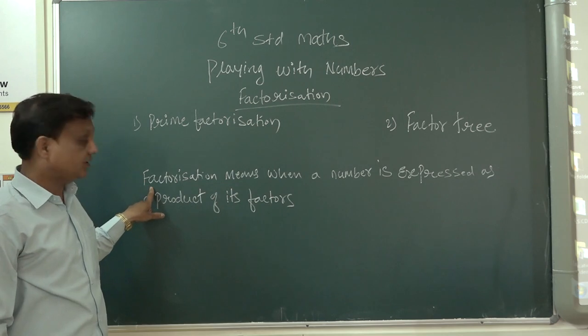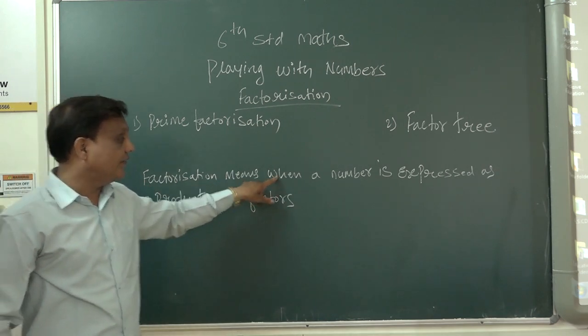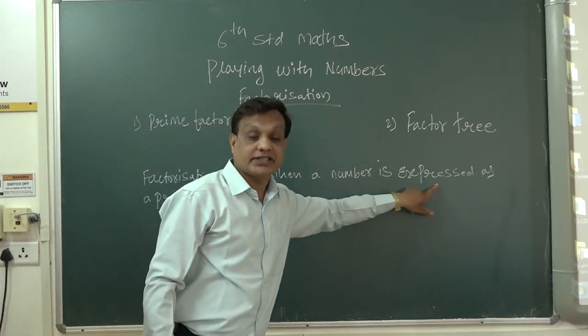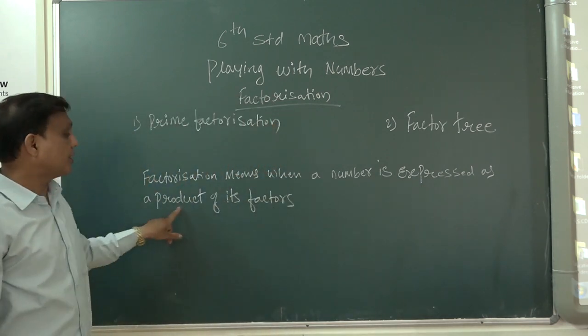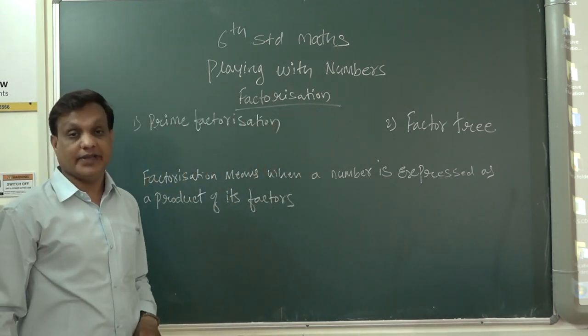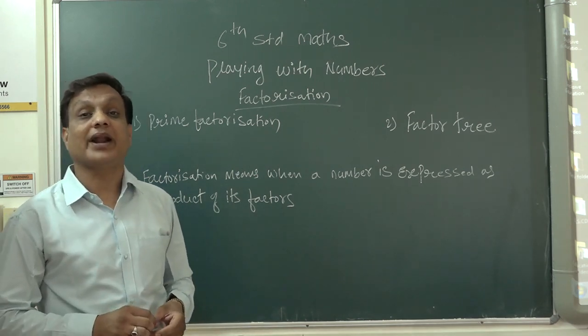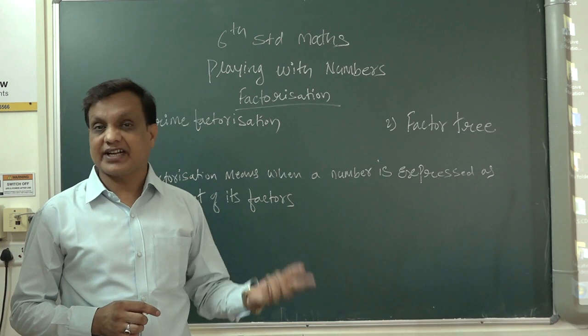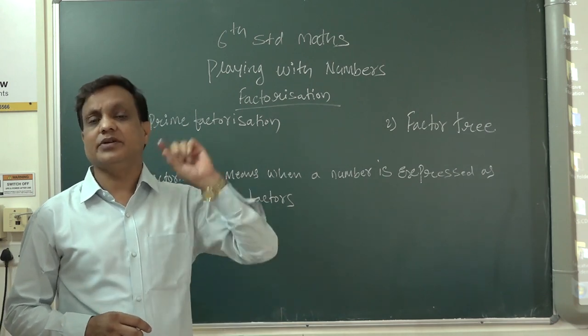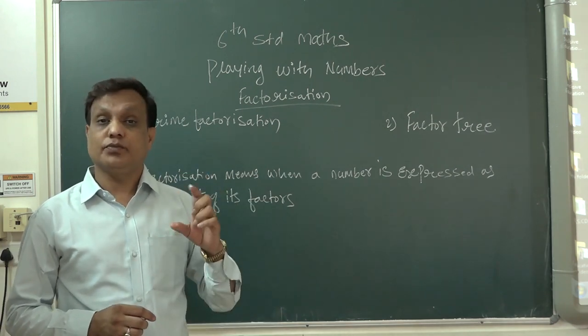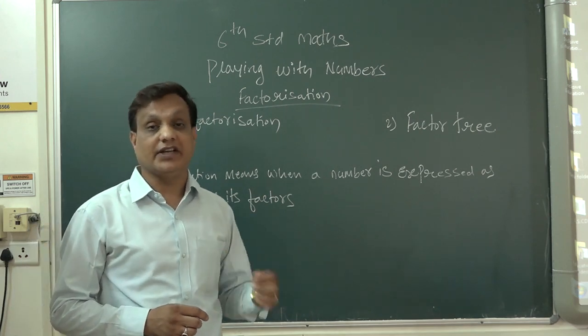Here I have written a definition. Factorization means when a number is expressed as a product of its factors. When a number is given, you have to find the prime factors of that number, so that when you multiply those prime numbers, the product is the given number.